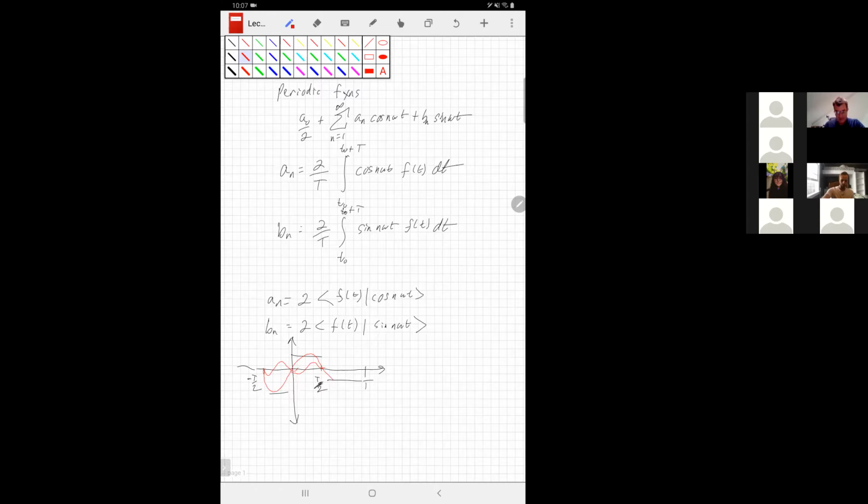But we won't have to have any cosines in there. There are no cosines. You can cross out the cosines. And that's a general fact. If a function is even, you can write it entirely in terms of cosines, because cosines are even. If a function is odd, you can write it entirely in terms of sines because sines are odd.